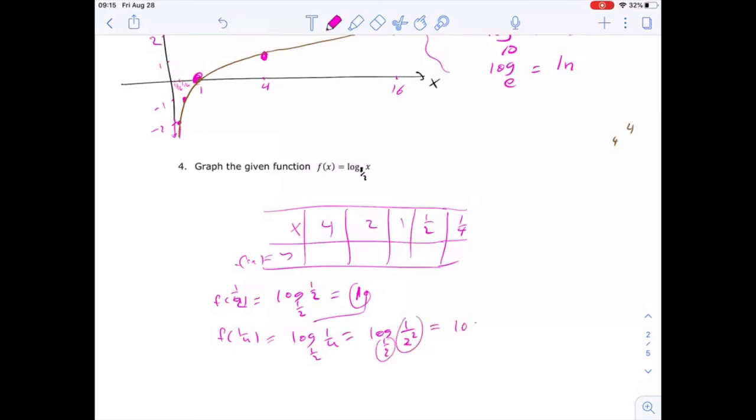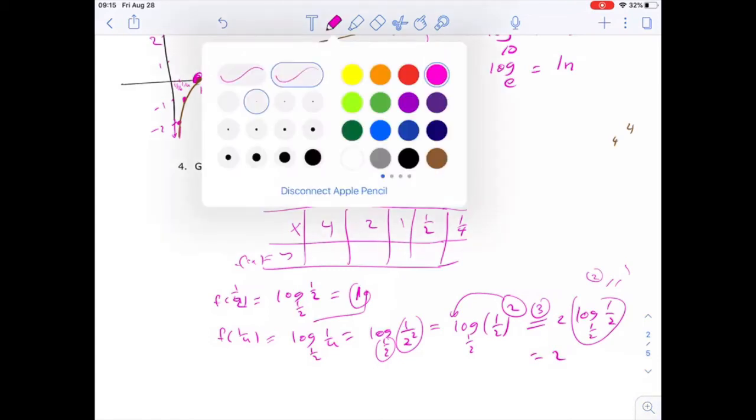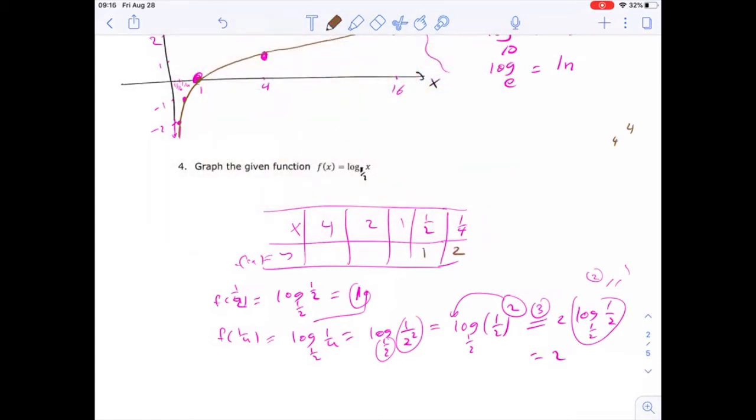So we want to write this as 1/2 raised to some power. So this is 1/2 raised to the power 2. And then we bring this down using property 3. We get 2 log base 1/2 of 1/2. But this is equal to 1 using property 2. So we are left with 2. So the numbers here are 2 and 1. What about log 1? Log 1 is 0. Now what about 2? 2 should be -1, and 4 should give -2.